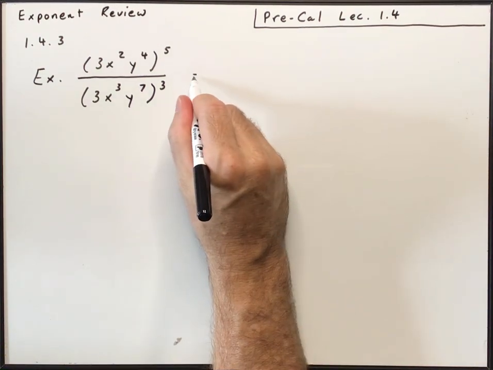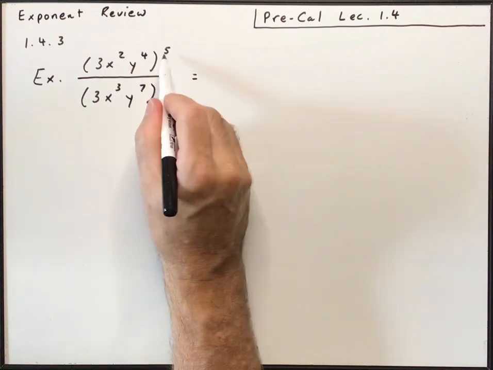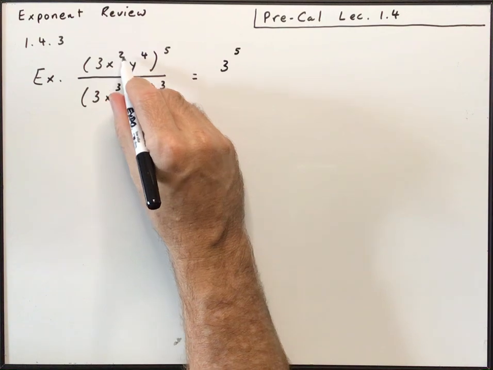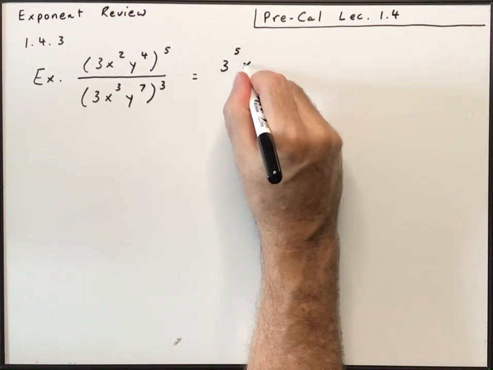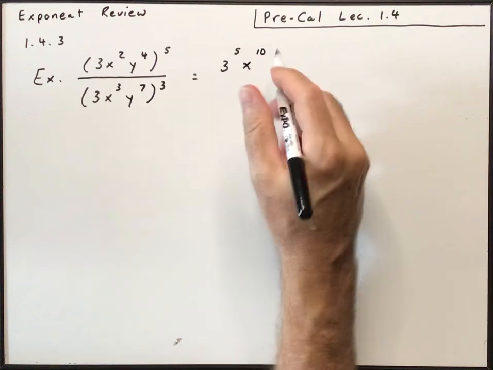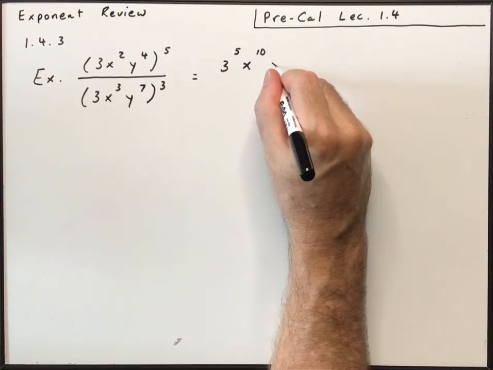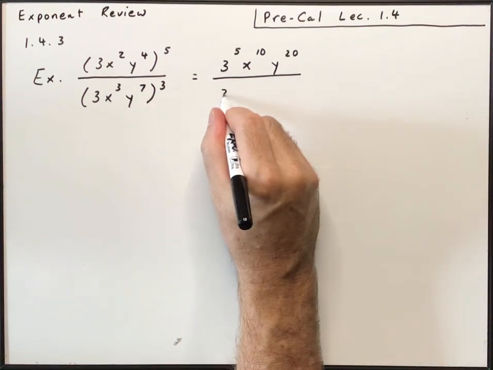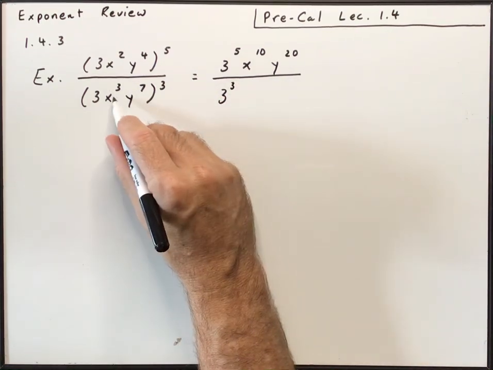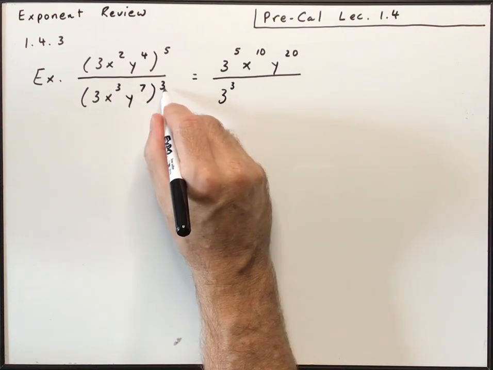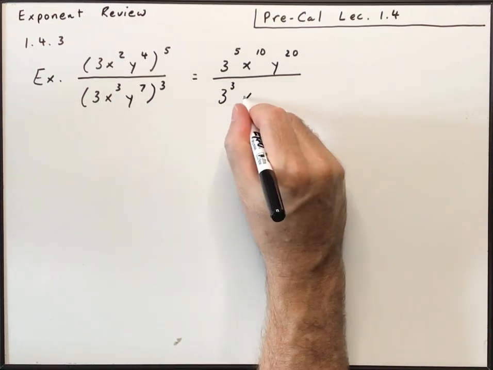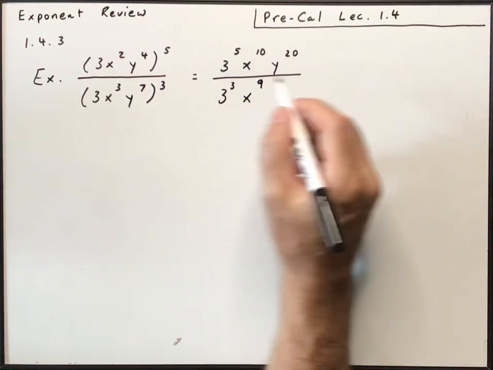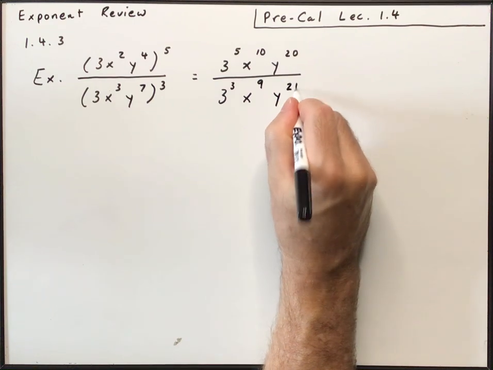So let's raise each component to the 5th power. So that would be 3 to the 5th. X squared to the 5th would be x to the 10th, 2 times 5 is 10. And y to the 4th to the 5th would be y to the 20th. And then on bottom we would have 3 to the 3rd, x cubed to the 3rd, 3 times 3 would be x to the 9th. And then y to the 7th to the 3rd would be y to the 21st.